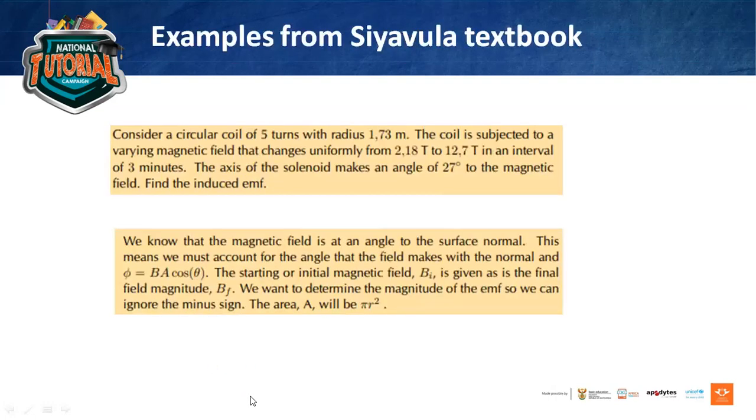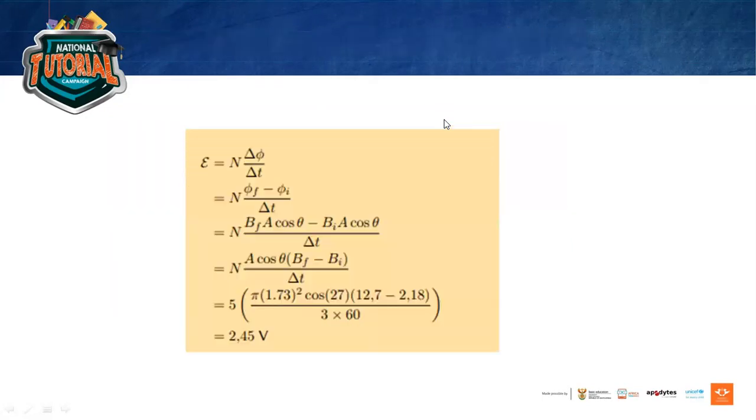Any questions with regard to this question, guys? This one is very simple because everything was given to you. You've got your magnetic field here, you've got your angle, and you also have your number of turns, and you have your radius.